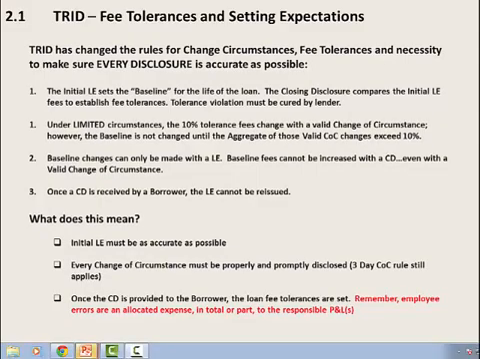This next slide addresses fee tolerances and setting expectations to loan parties. Remember the following. The initial LE sets the baseline for the life of the loan.